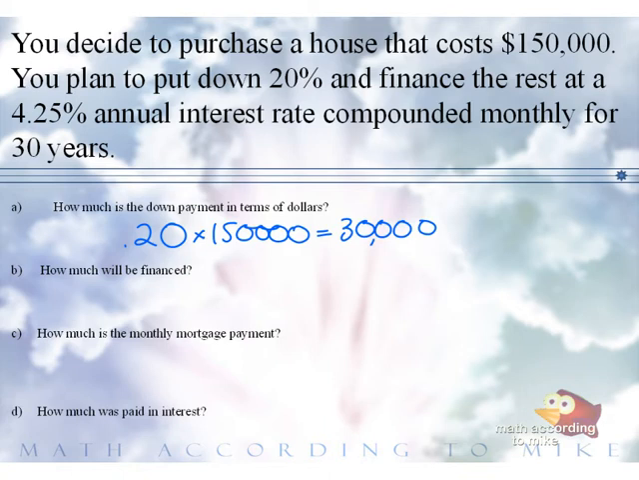Whatever is left over is part B, the amount to be financed. So this is how much you're actually taking your loan out for. So the house cost, down $30,000. So how much money do you have to borrow from the account or from the bank? $120,000.